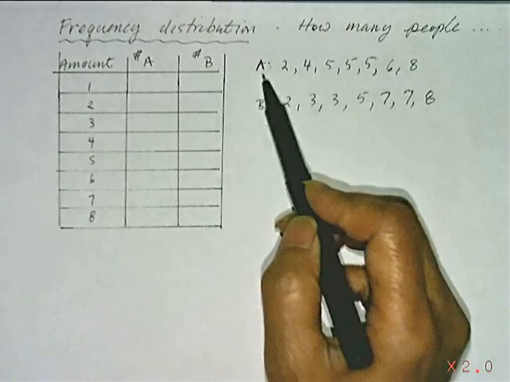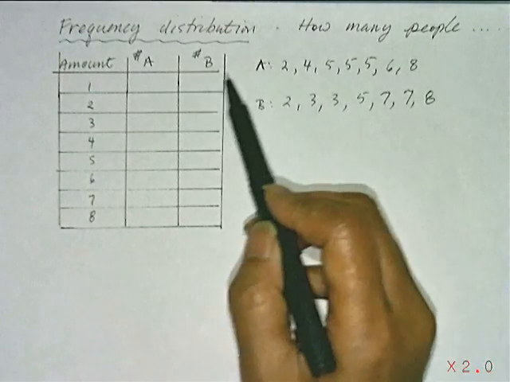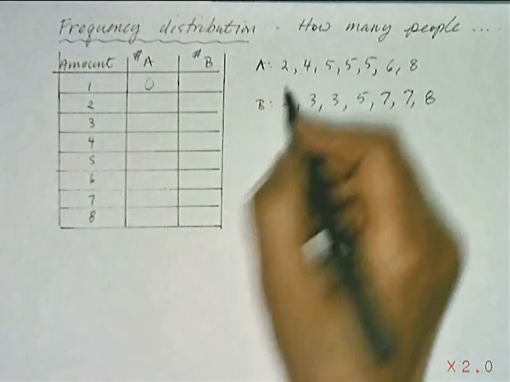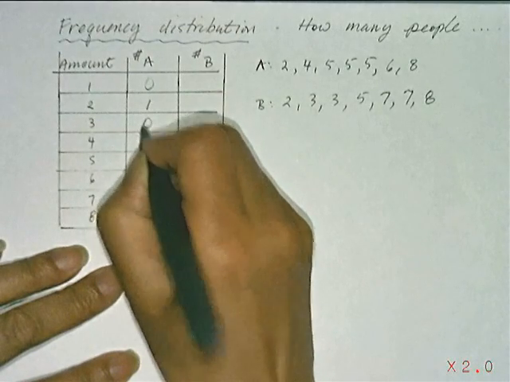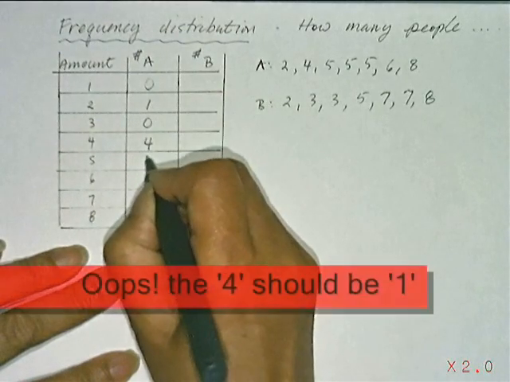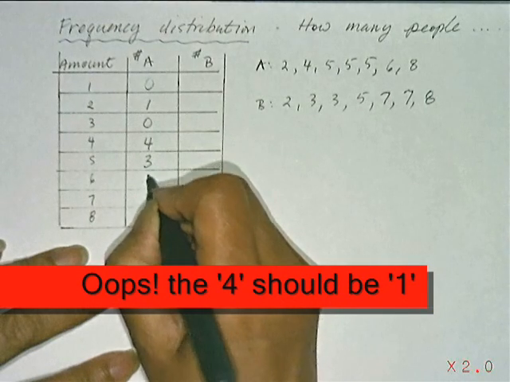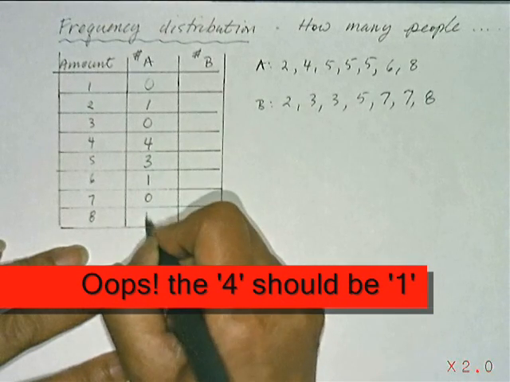In group A, nobody had $1. One person had a 2. One person had a 4, but no 3. Three had 5, one had 6, no 7, and one had 8.